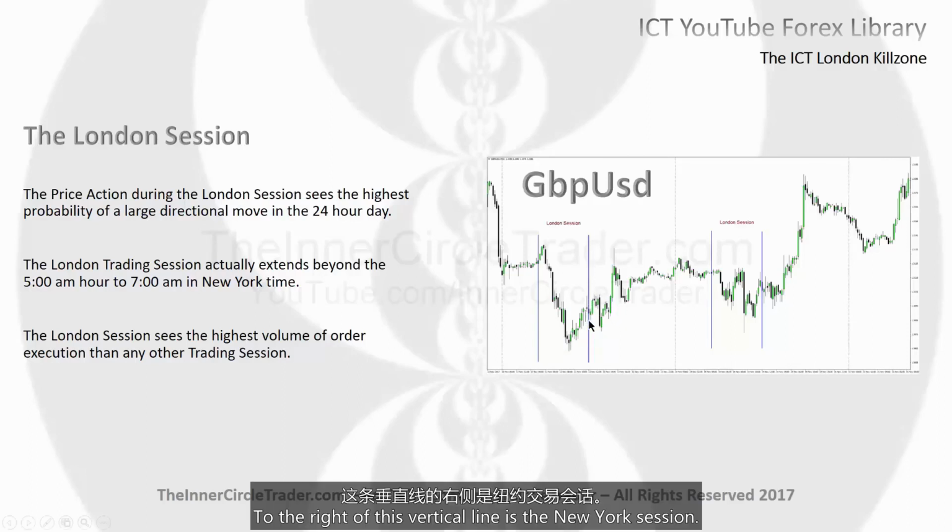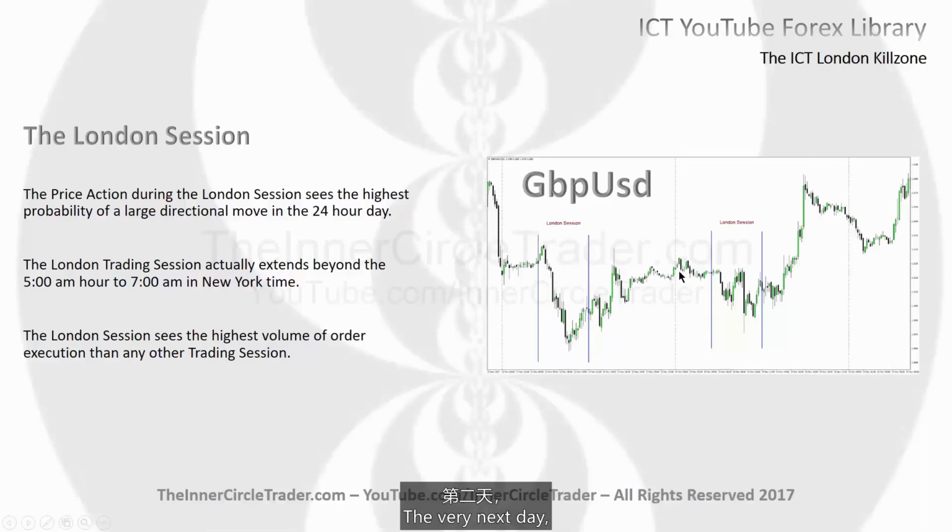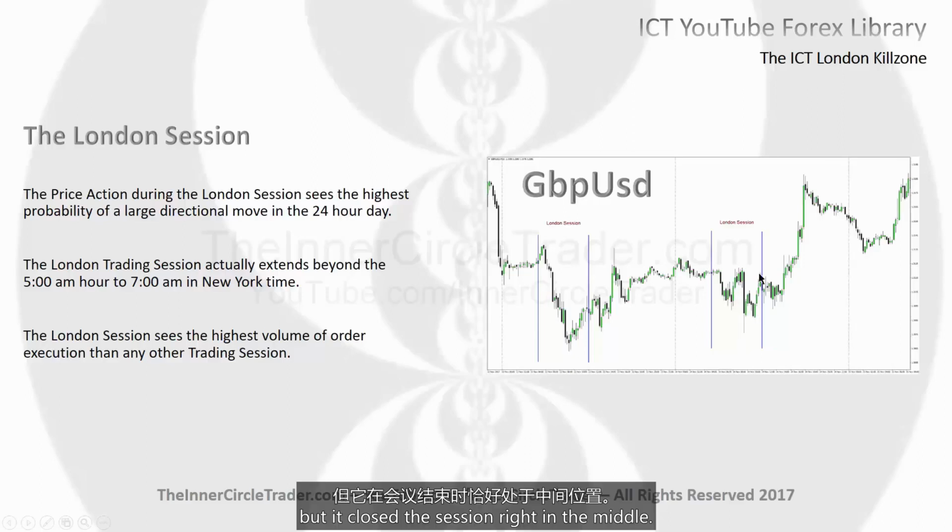Okay, to the right of this vertical line is the New York session. You can see it did have a little bit of reversal, but it consolidated and basically traded in the middle of the overall range and did a close. The very next day, we had an initial drop down in London, creating the low of the day, but it closed the session right in the middle, so it didn't really have much of a trend.